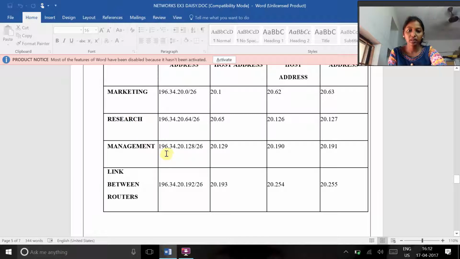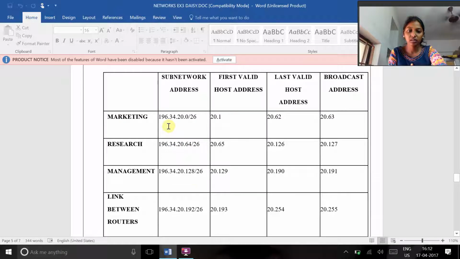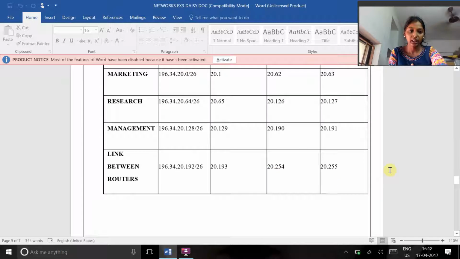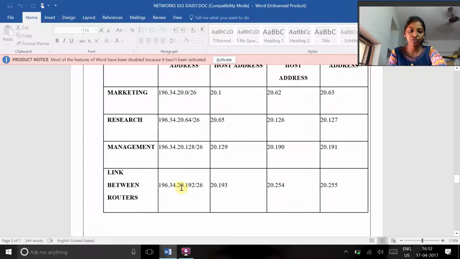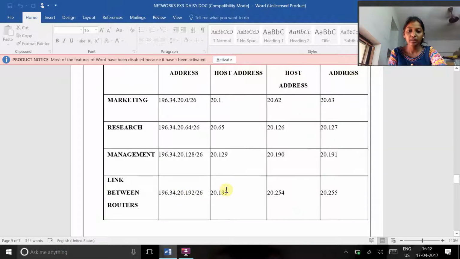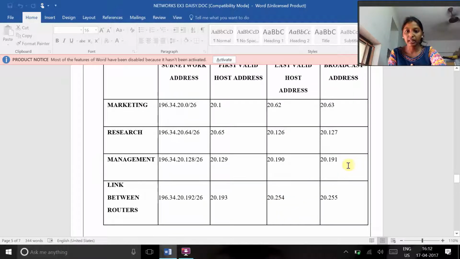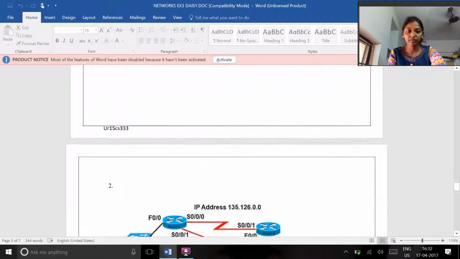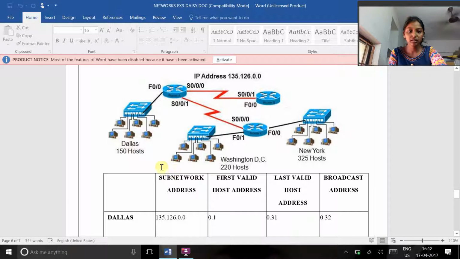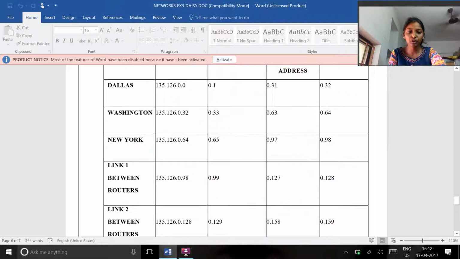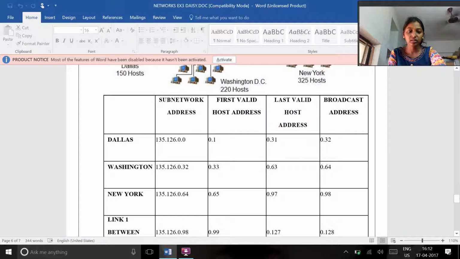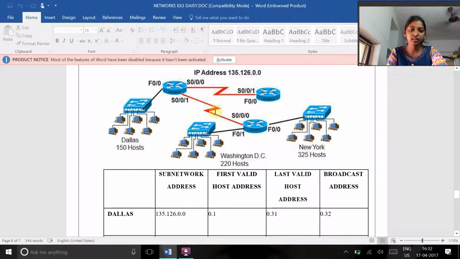And for management we have 196.34.20.128/26, and the first valid will be 20.129 and the last will be 20.180 and the broadcast will be 20.191. And the link between the routers is 196.34.20.182, and the first valid will be 20.183, the last valid will be 20.254 and the broadcast address will be 20.255. And next here we have Dallas, Washington and New York, and the links between routers. This is link 1 and this is link 2.